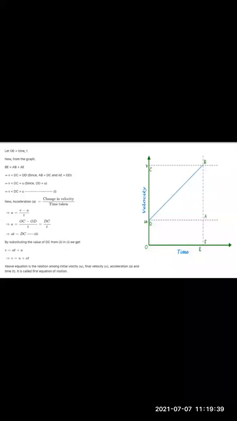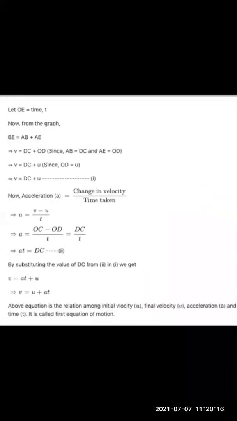So take DC here, and what we do is we rearrange the terms. So this t in the denominator will go to the left hand side, will become at, and we get at equal to DC, which we will substitute. So what we get, in the next step, is v equals u plus at. This is nothing but Newton's first equation of motion. You have to remember this.